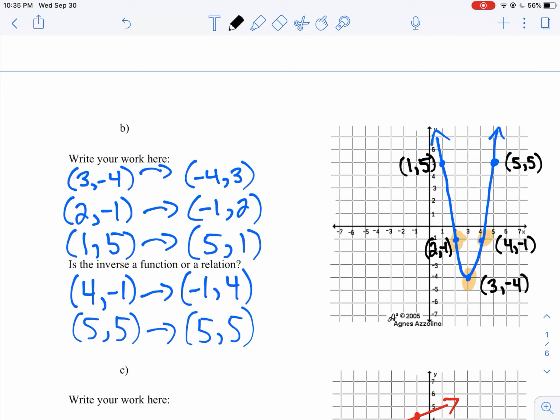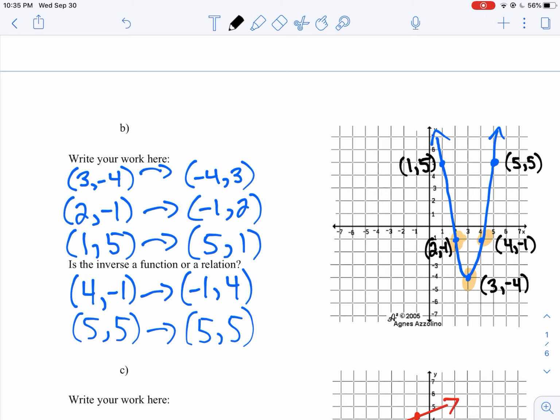I'm double checking myself, making sure everything looks good. It's always good to double check. Sometimes if your values look funky, especially when you're looking at it like this, sometimes things could come out a little different. So I'm double checking. So I have -4, 3. Okay, it looks good. I've got -1, 2. Okay. I've got 1, 5. Oh, okay, that's where I went wrong. And see, that's why it's always good to check here. So I've got 5, 1, okay.